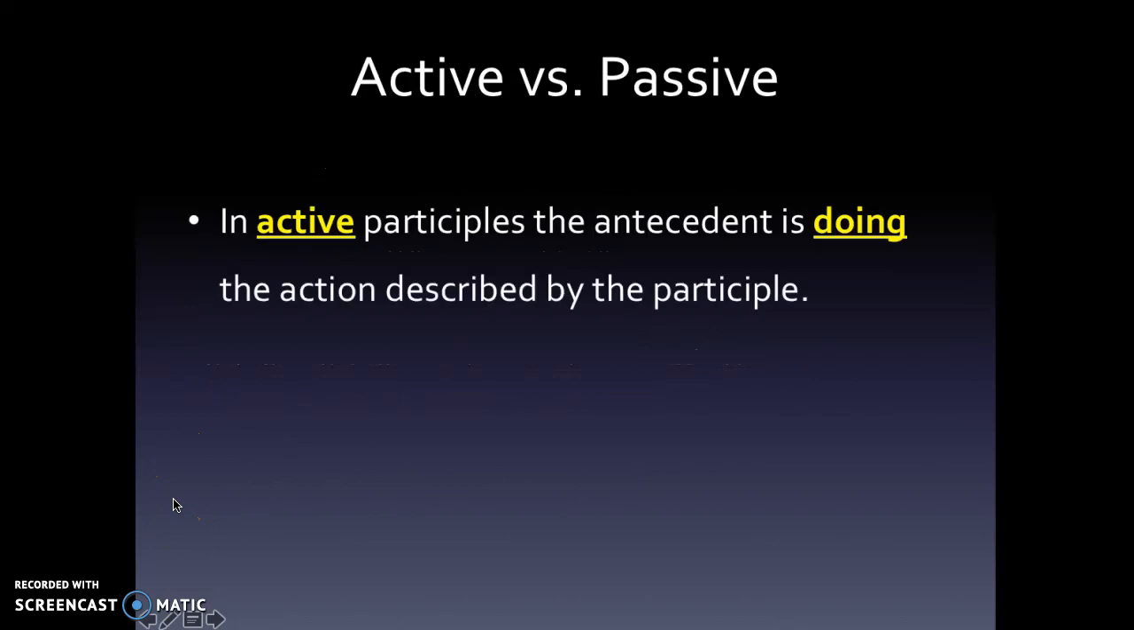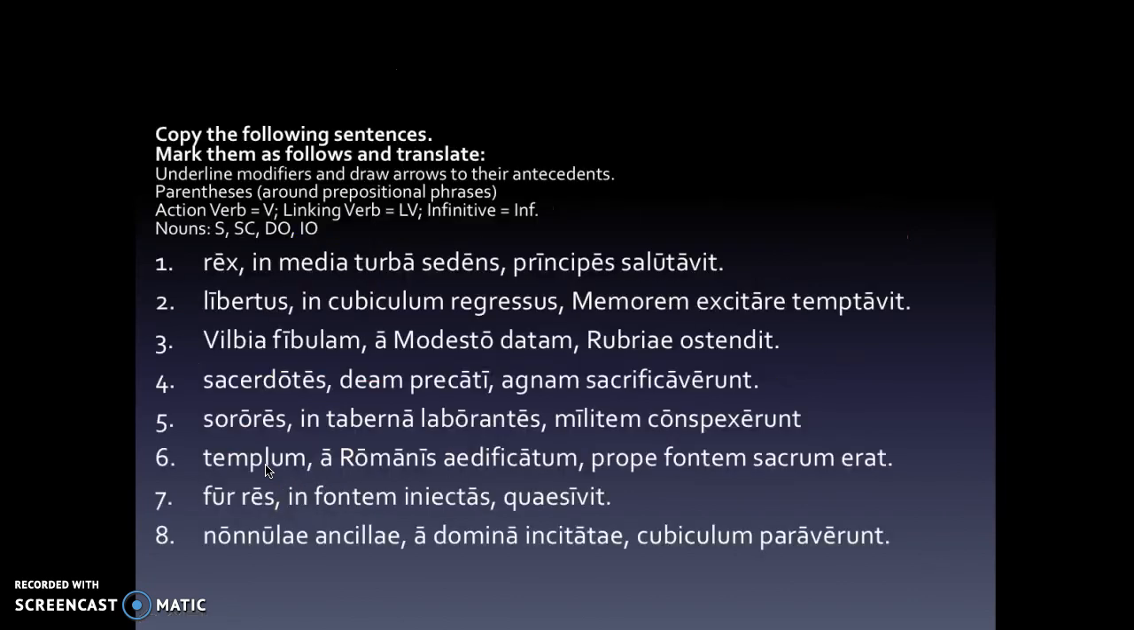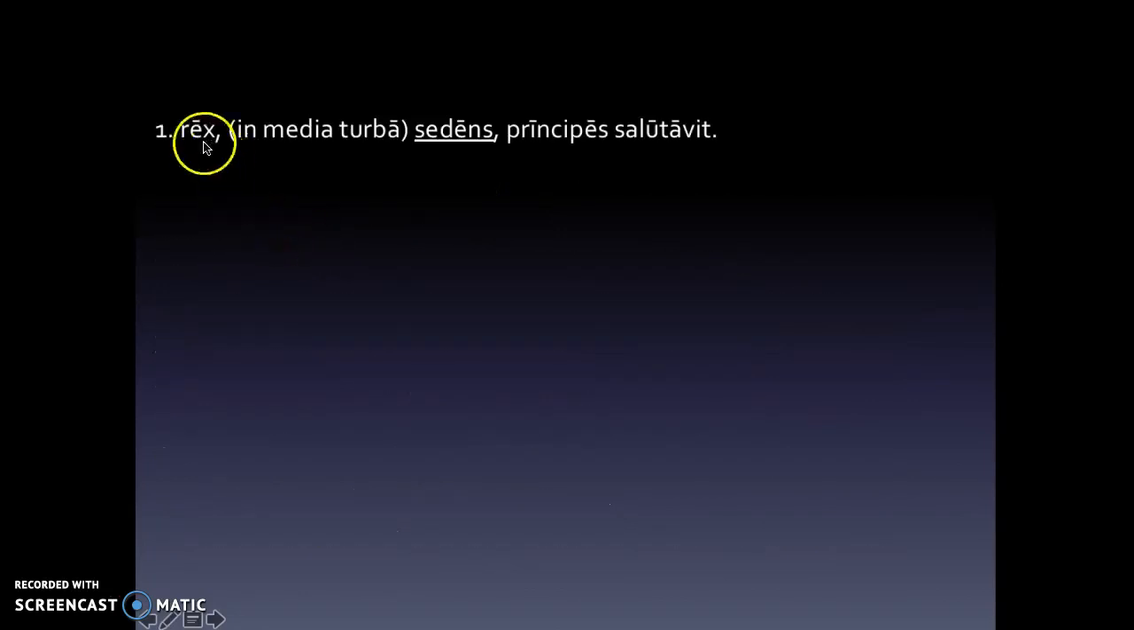Active versus passive. All right, so in an active participle, the antecedent is doing the action. But in a passive participle, the antecedent is receiving the action. Key difference. All right, copy down these 8 sentences. Underline the modifiers and draw arrows to their antecedents. Put parentheses around your prep phrases. Label all your verbs accordingly, and all remaining nouns accordingly. All right, discipuli, let's look at the first sentence.